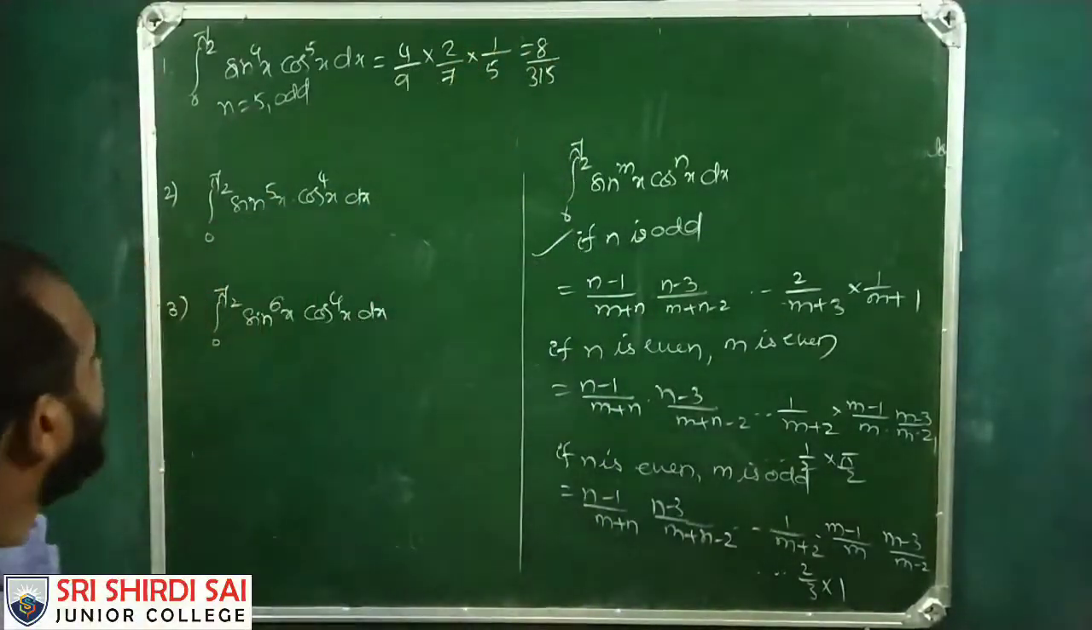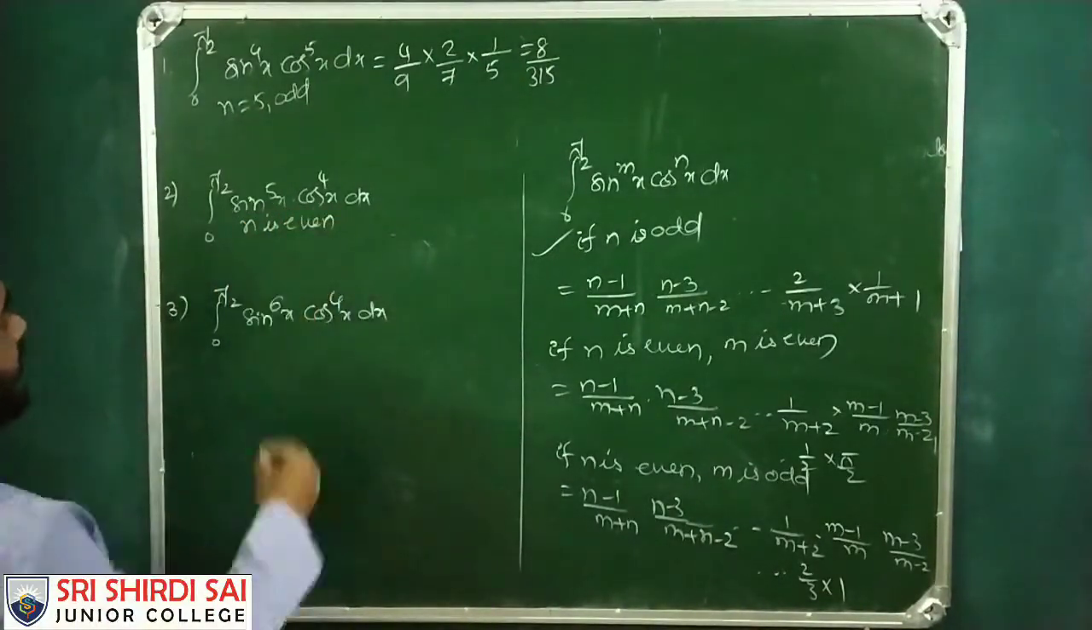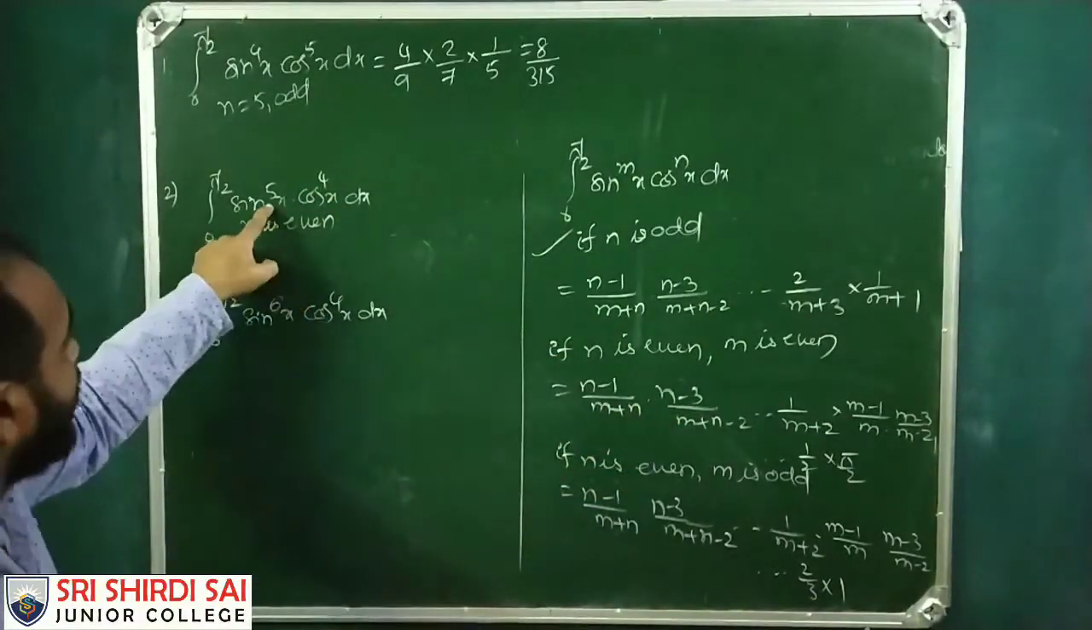Now here n is even. N is even and m is odd.